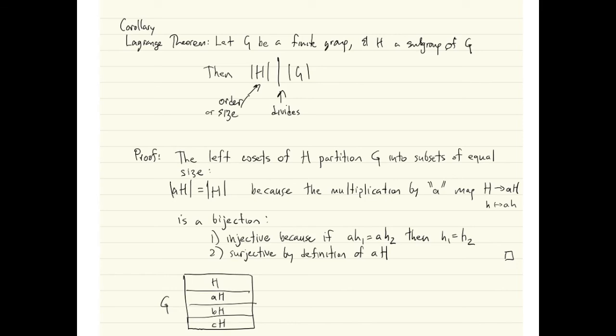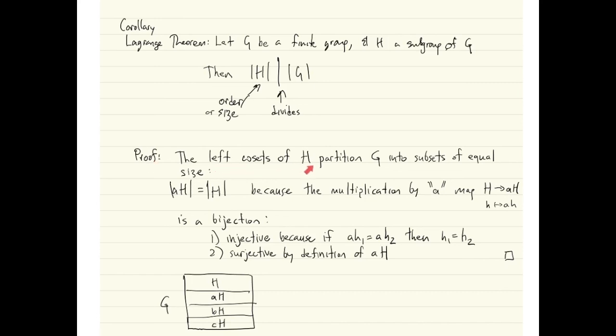So it immediately follows from the theorem we just proved, this corollary called Lagrange's theorem. Again, a corollary is something that immediately follows from a previous result. And Lagrange's theorem says, let G be a finite group. A finite group just means a group with a finite number of elements. And let H be a subgroup of G. Then the size of H, the number of elements in H, sometimes called the order, divides the order of G. And here's the proof, which is quite simple.